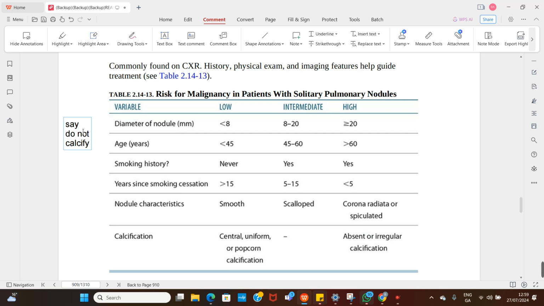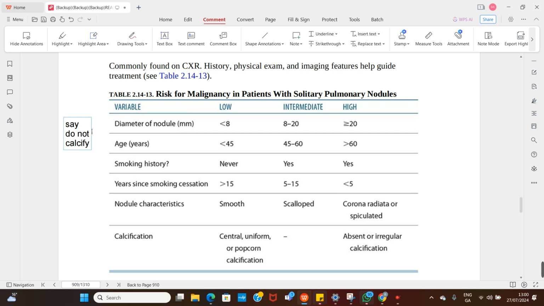Then the Y is how many years. If you are still smoking, you put the person under the high category. But if the person said, okay, I've stopped smoking, how long have you stopped smoking? Your working range is 5 to 15 years. So if I stopped smoking 15 years ago, that's significant, so you put the person under low. If the person tells you, I stopped smoking less than 5 years ago, that is high. Between 5 and 15, intermediate. Don't forget for the age, 45 to 60. For the cessation of smoking, 5 to 15.